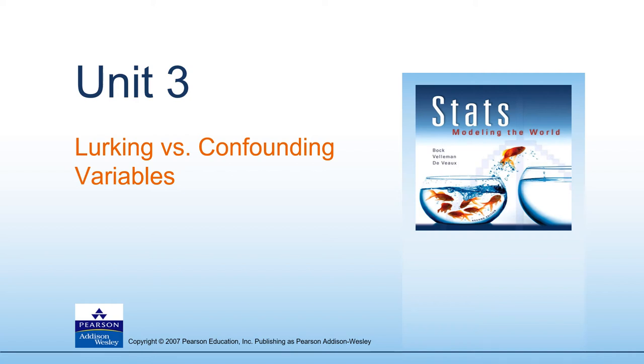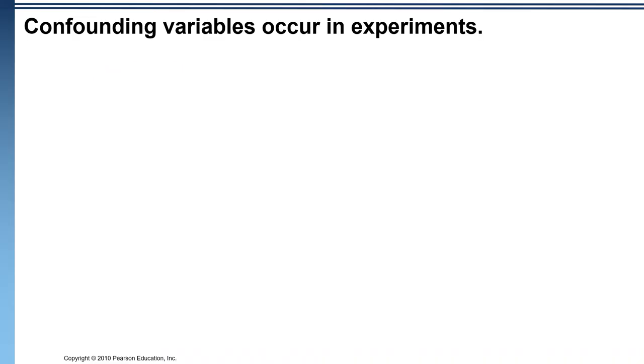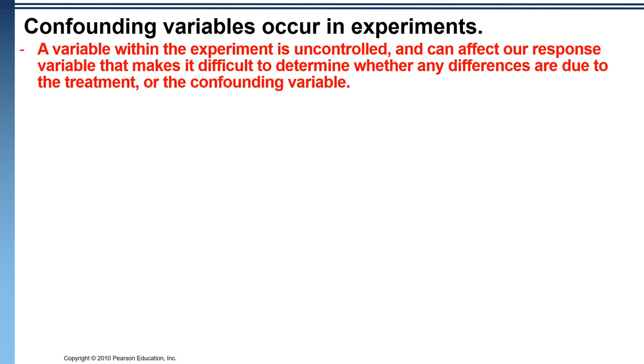In this review video, we'll be examining the differences between lurking and confounding variables. To start, confounding variables occur in experiments. It's a variable within the experiment that's uncontrolled, and it can have an effect on a response variable that makes it difficult to determine if any differences in that response variable are due to the treatment the group received or because of the confounding variable.